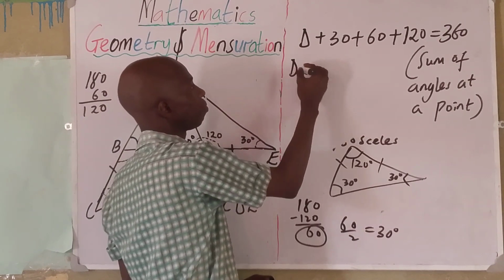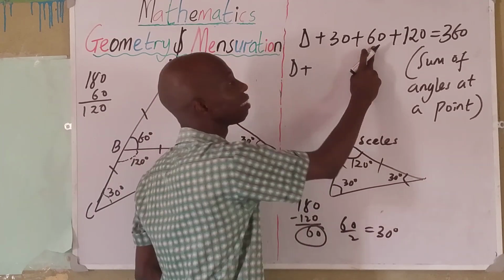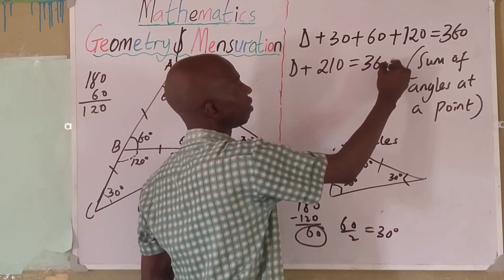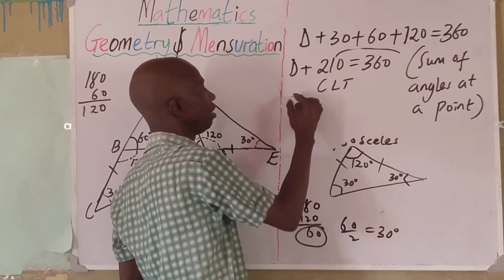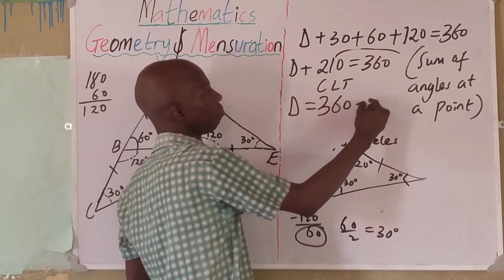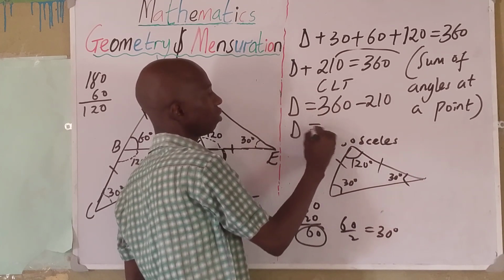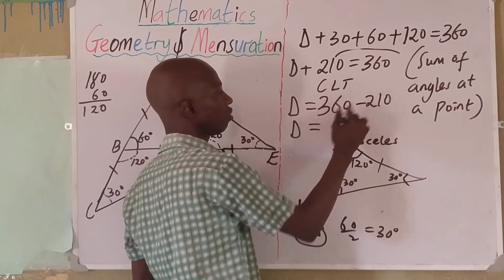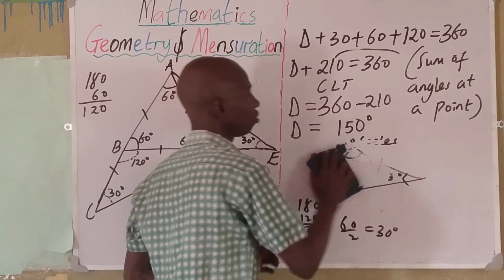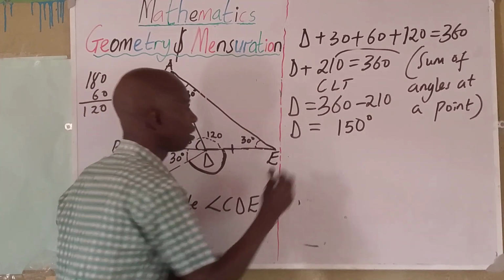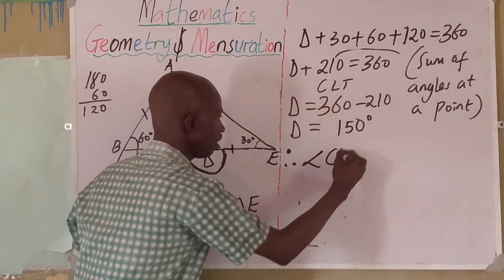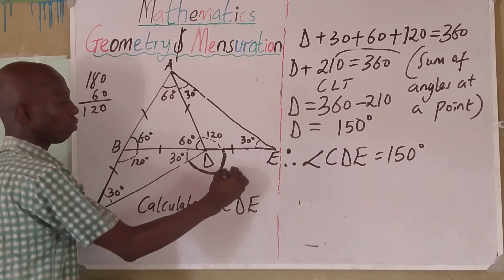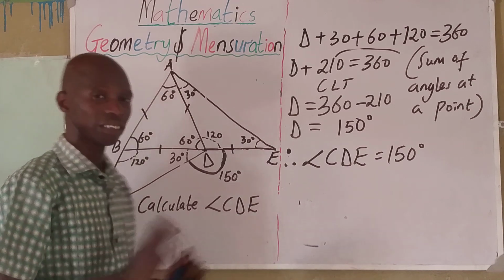So let's go. D plus 30 plus 60 is 90. 90 plus 120 is 210, equal to 360. Collect like terms. D equals 360 minus 210. When you subtract this, 0 minus 0 is 0. 6 minus 1 is 5. 3 minus 2 is 1. Your D equals 150 degrees. So we can conclude, therefore, angle CDE equals 150 degrees. It means this place is 150 degrees. And that's it.